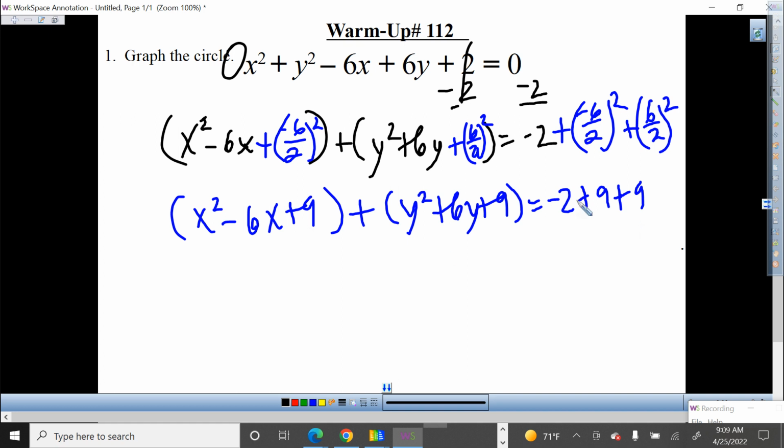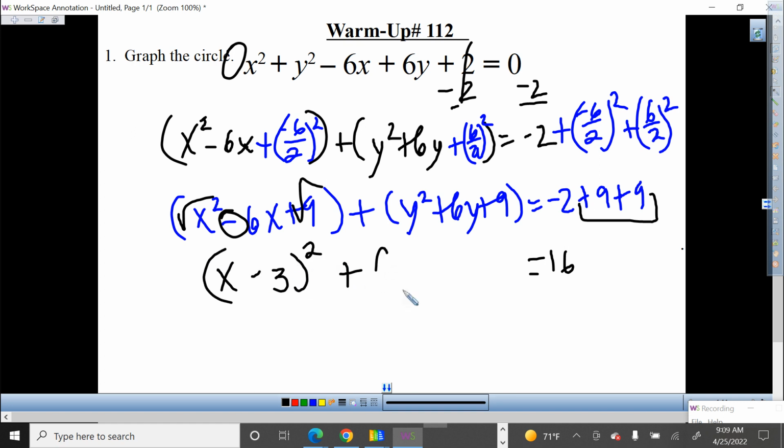Combine and factor. I'm going to combine this side. What is 18 minus 2? That is 16. Factor this side: square root of the first, square root of the last, x and 3, sign of the middle, squared, plus square root of the first, square root of the last, sign of the middle, squared. Hands, have you got that? All right.